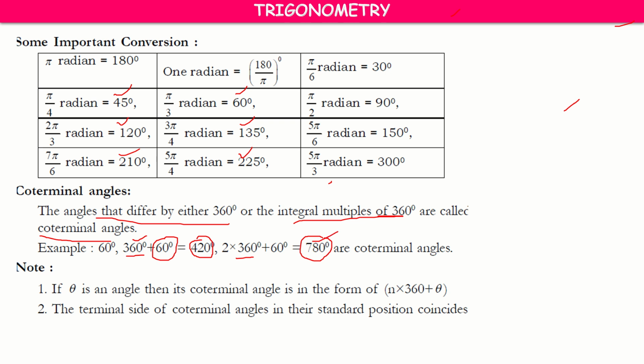Understand? So what is the co-terminal angle formula? N times 360 degrees plus theta. It is the formation of 360 degrees plus theta, or n times 360 degrees plus theta. If n is 1, it means 360 plus theta only, no? So if any angle is formed that is more than 360 degrees, that angle can be called a co-terminal angle.